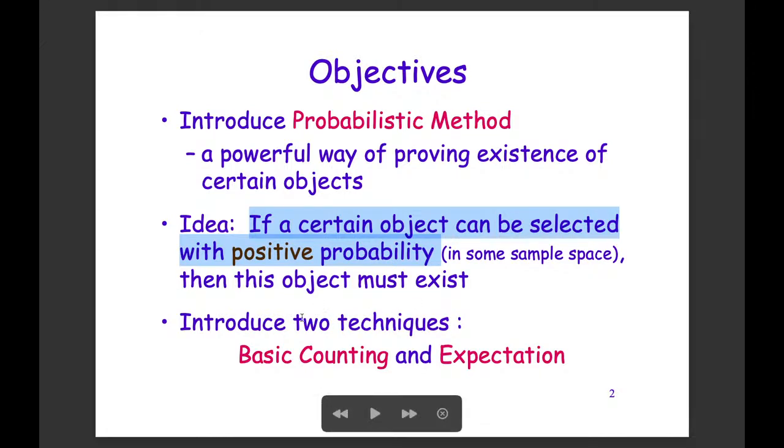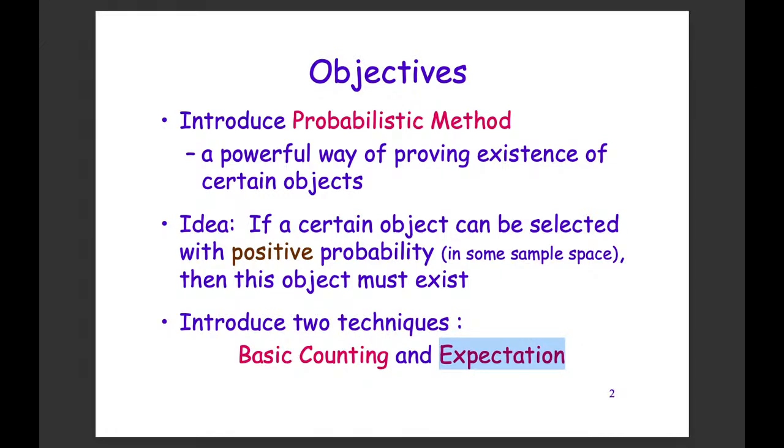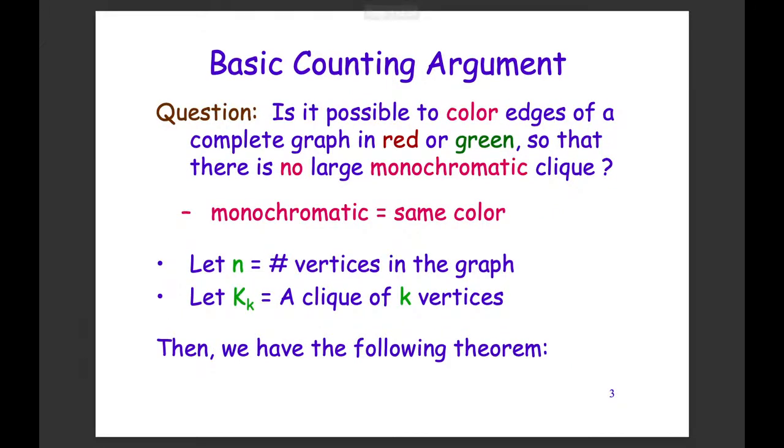And then we will talk about two techniques today. One is called the basic counting, and the other is called the expectation formula. We will have other techniques to be discussed in the next class. So, the basic counting argument. Let's see an example of how we can use this idea, just simple counting, to help us show existence. Let's take a look at this problem.